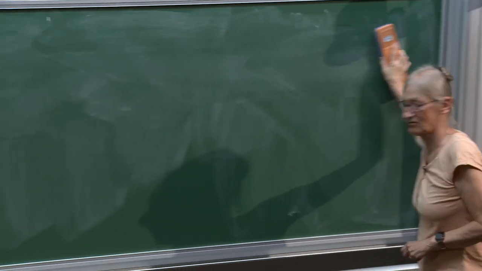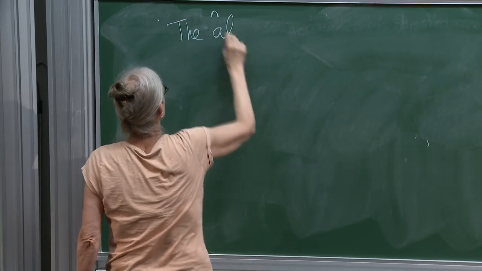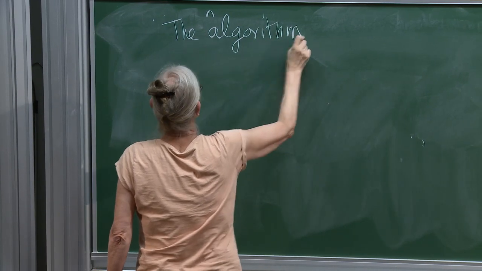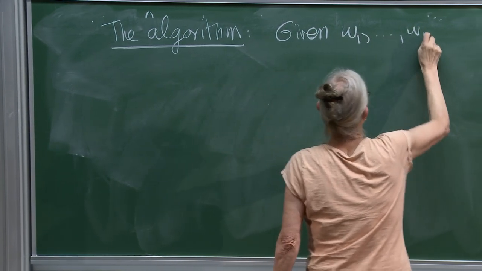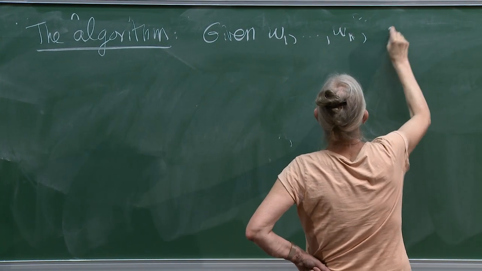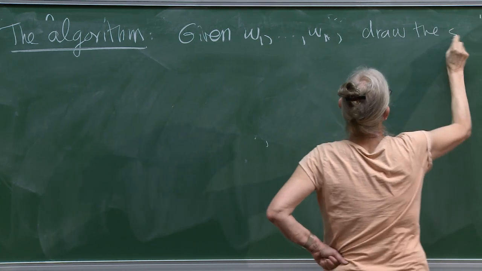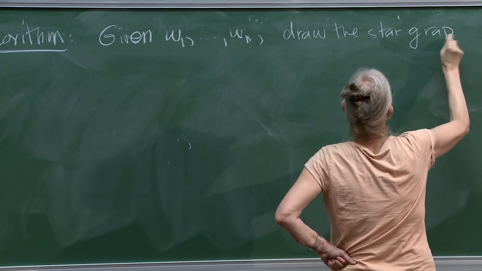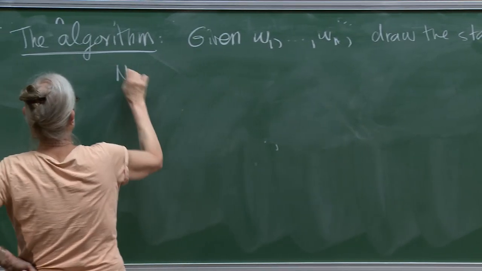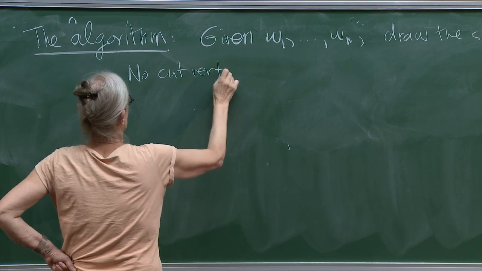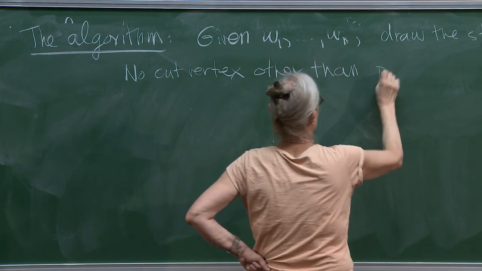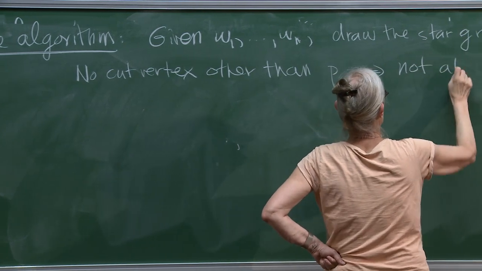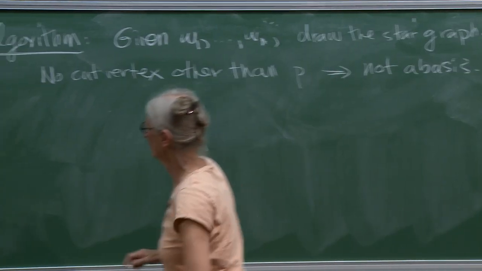And you get to do this in your exercises. So the algorithm: draw the star graph. If there's no cut vertex other than the base point, then it's not a basis. What if there is a cut vertex?